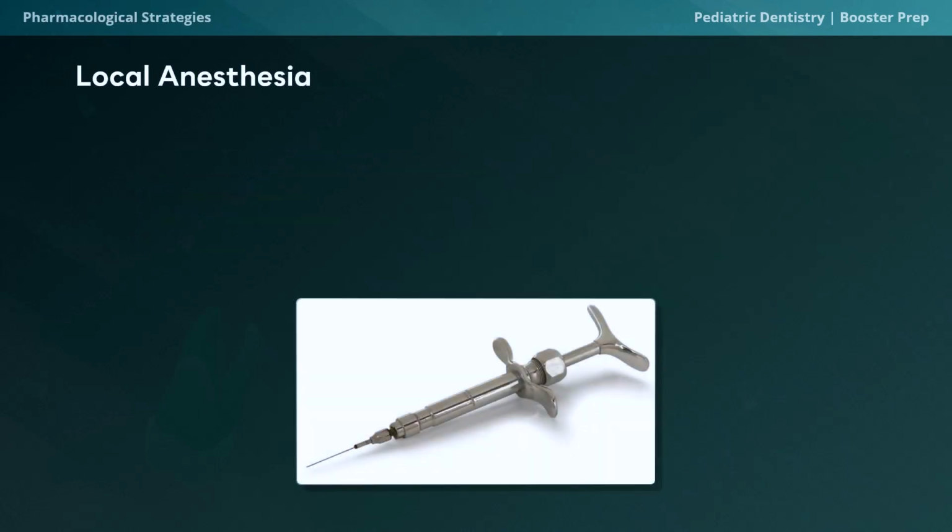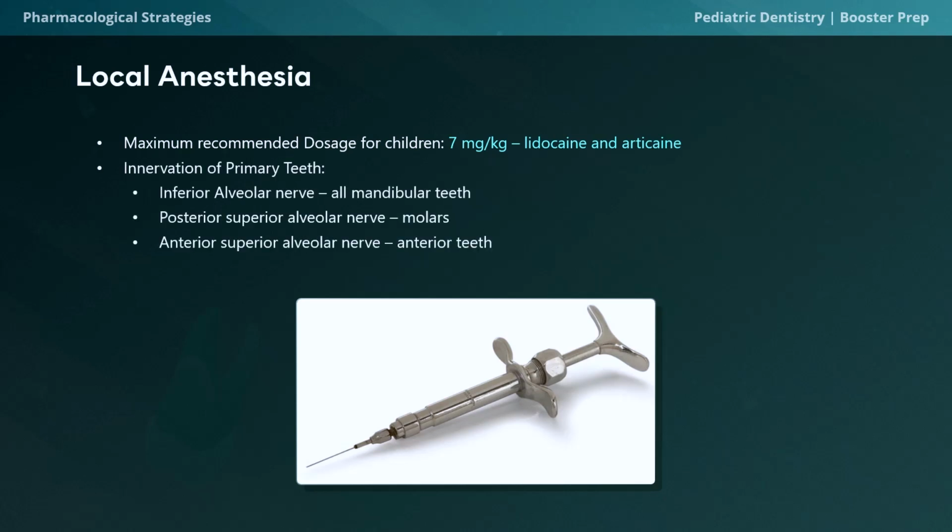Local anesthesia is a technique we use with all of our dental patients, but in children, this differs due to anatomy, metabolic capabilities, and size. The recommended dose of anesthetic for children is 7 milligrams per kilogram, and this applies for both lidocaine as well as articaine. A quick review of innervation of primary teeth. All mandibular teeth are innervated by the inferior alveolar nerve. For the maxillary teeth, the molars are innervated by the posterior superior alveolar nerve, and the anterior teeth are innervated by the anterior superior alveolar nerve. In general, children's bone is more porous, so local anesthesia can be very, very effective.